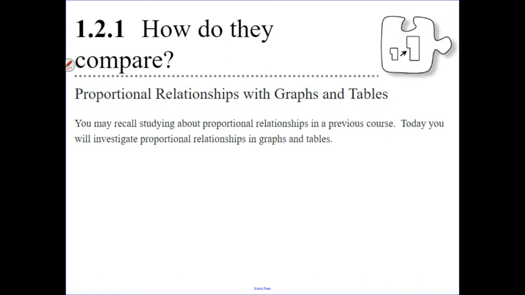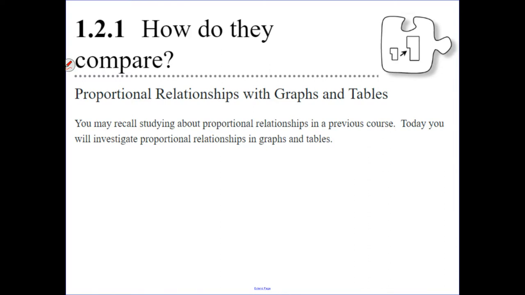So we're moving a little away from graphing for a little bit, as far as what we've done before, and going to something slightly new. Proportional relationships with graphs and tables. Now, you guys have talked about proportional relationships, but it's probably been a while. So we're going to be analyzing that a little bit tonight and then tomorrow.